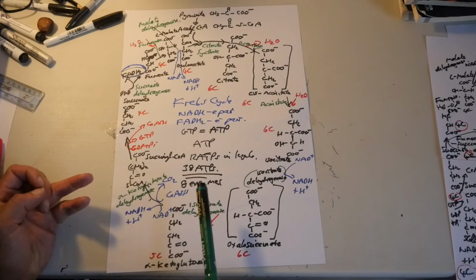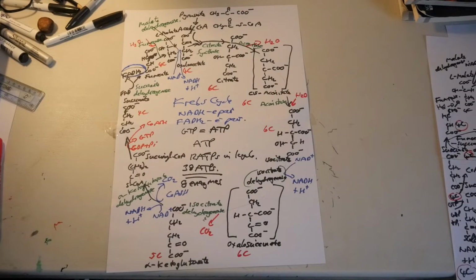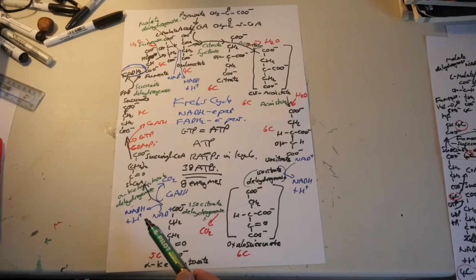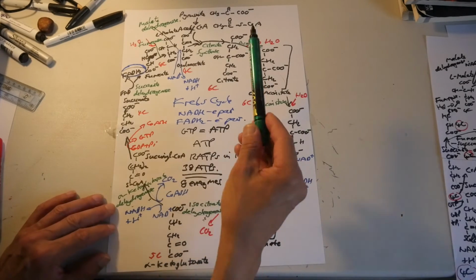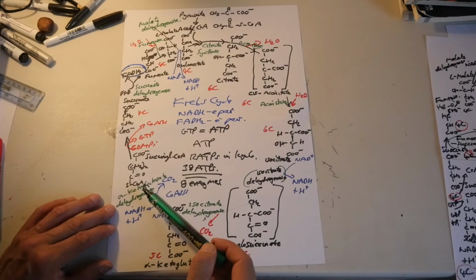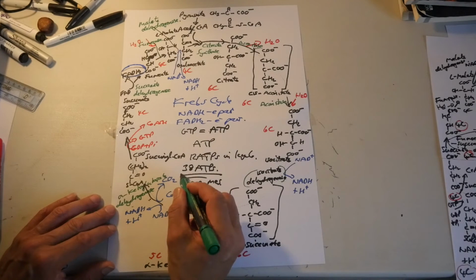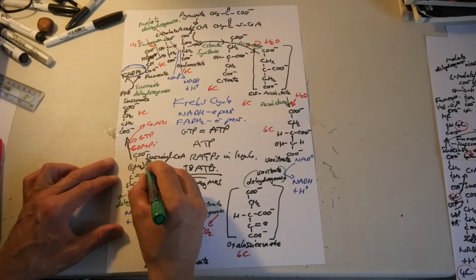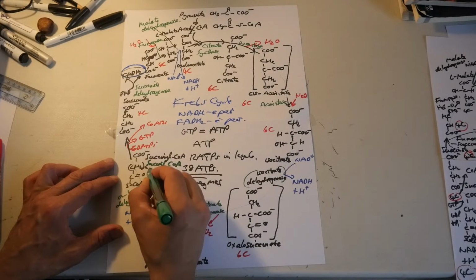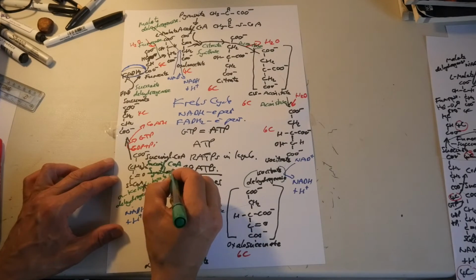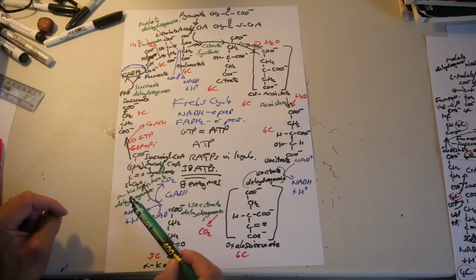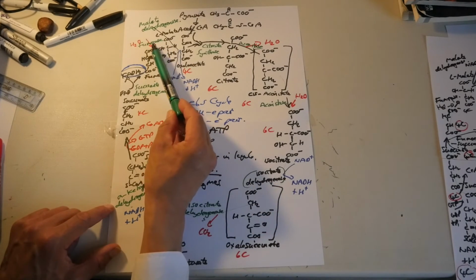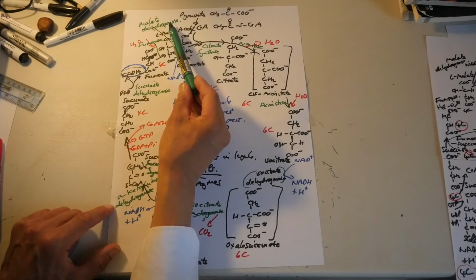Then alpha ketoglutarate dehydrogenase is 4, okay? That comes in here. And then there should be one here called succinate-CoA synthetase. So you've got 1, 2, 3, 4, 5, okay? 6 succinate dehydrogenase, 7 fumarase, okay? And 8 malate dehydrogenase. So there's 8 enzymes overall.